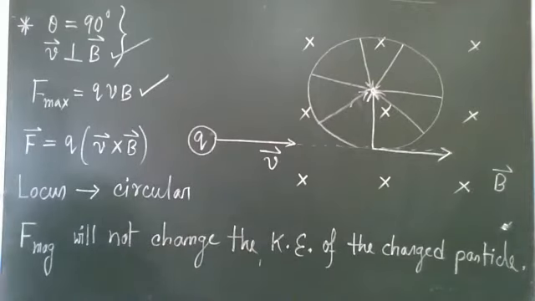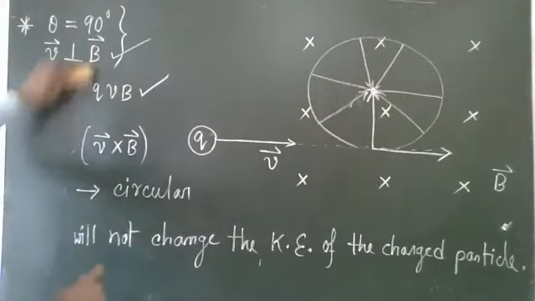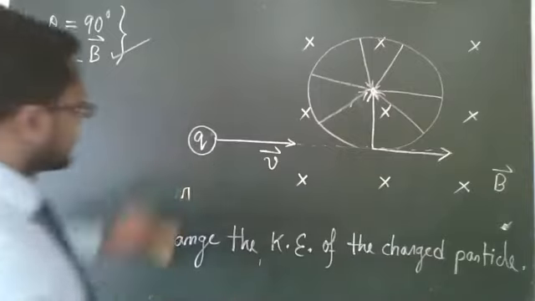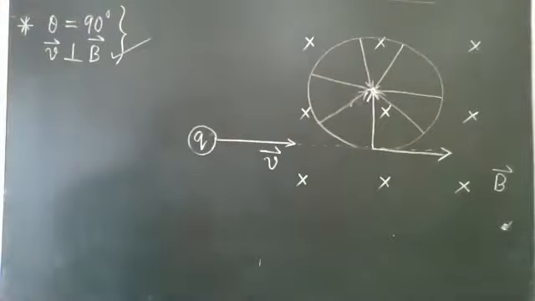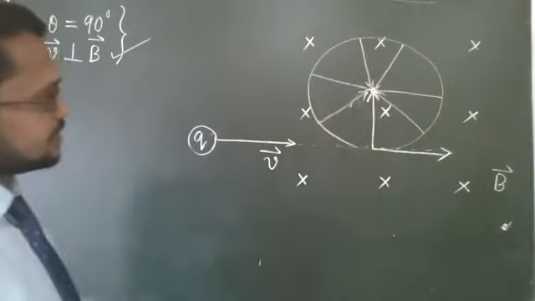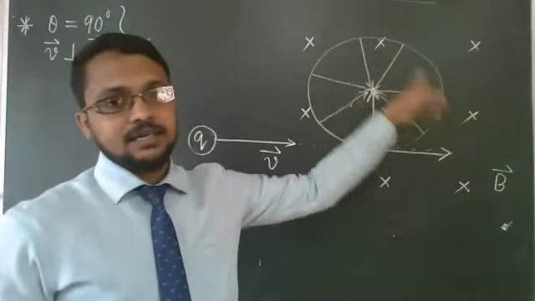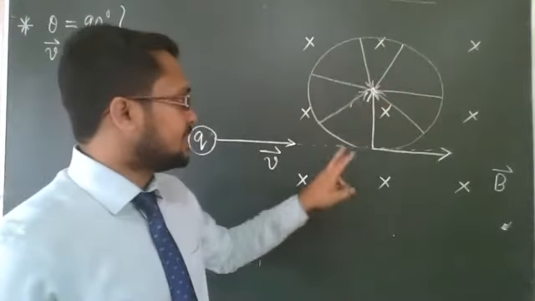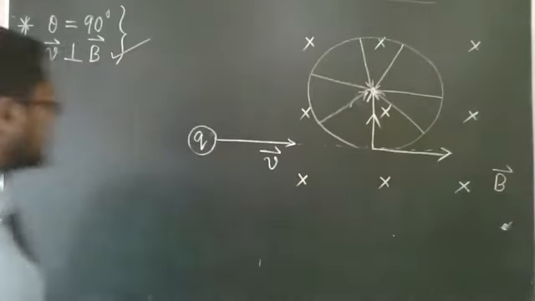Okay. Now we will see the radius formula, how to find it. Very easy. For finding the radius of the circular path, we will use the condition that, as it is moving in a circular path, it requires a centripetal force. And who is providing the necessary centripetal force here? The magnetic force.